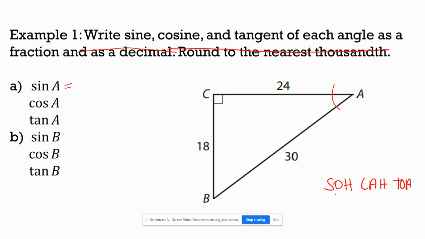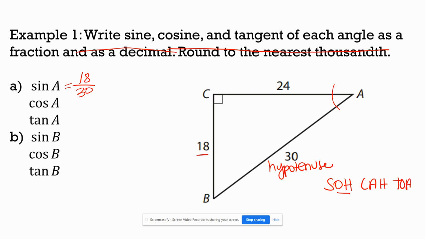Okay? So I know if I'm asked to find sine of A, opposite of A is going to be all the way across on the other side. So opposite of A is going to be 18. And H stands for hypotenuse. Hypotenuse is always a slanted one that's across from the 90-degree angle. So my hypotenuse for this triangle is going to be 30. And again, my hypotenuse will never change. Regardless of which angle I'm talking about, my hypotenuse is always going to be the one across from the 90.